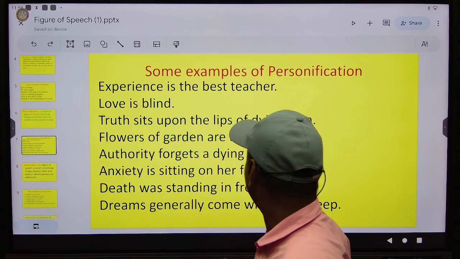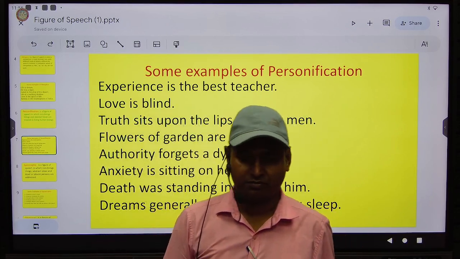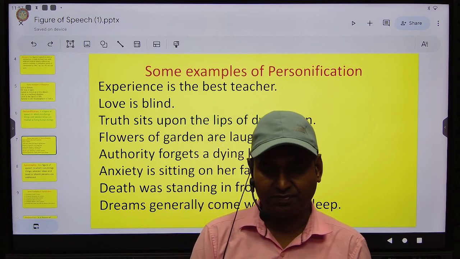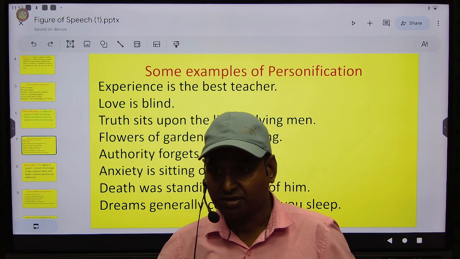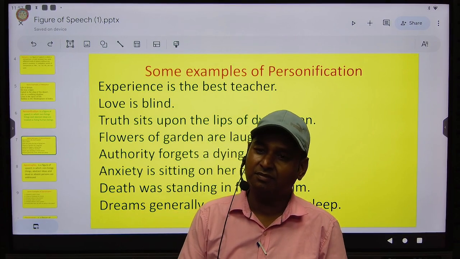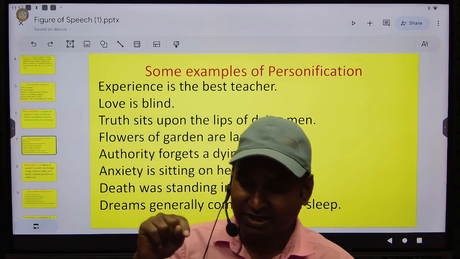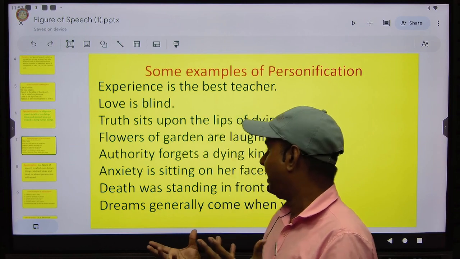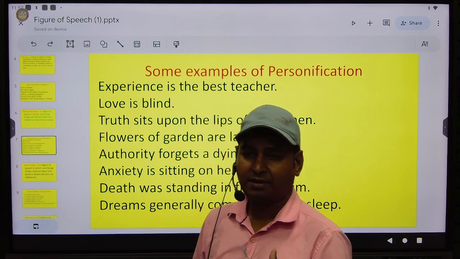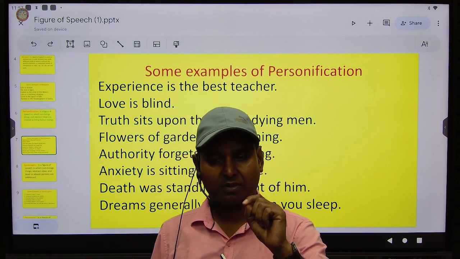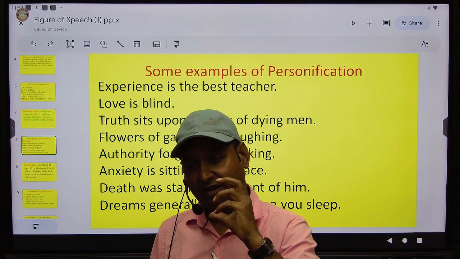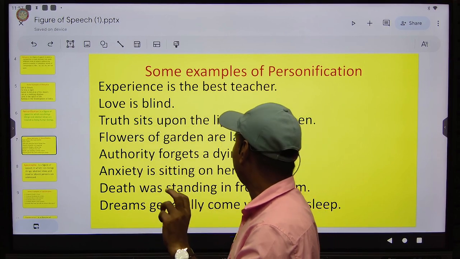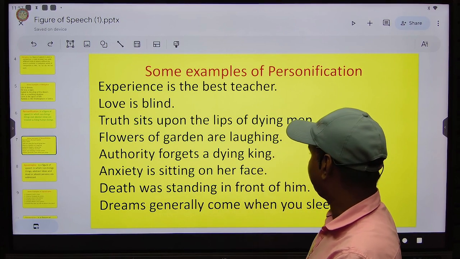Truth sits upon the lips of dying men. Truth, it is also an abstract idea. It is not a person. Sits. It goes and sits like a human being. No, it cannot sit like that, but we are just giving it some personality. And we want to say that a dying person never tells a lie. That's why we say truth sits upon the lips of a dying man.